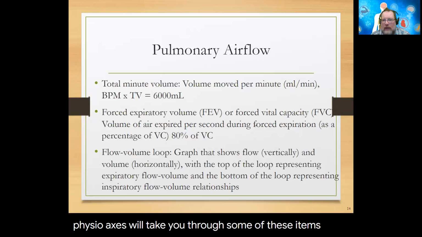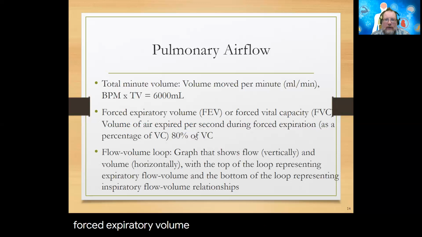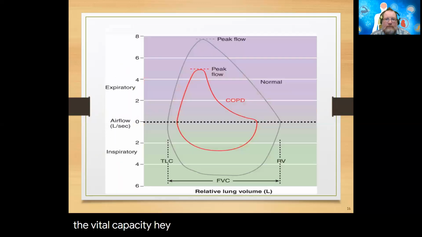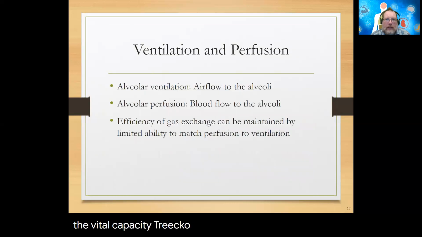Forced expiratory volume or FEV and forced vital capacity or FVC. That's the volume of air expired per second during a forced expiration. So again, that's going to be roughly 80% of the vital capacity. So you can take a peek at those if you'd like.